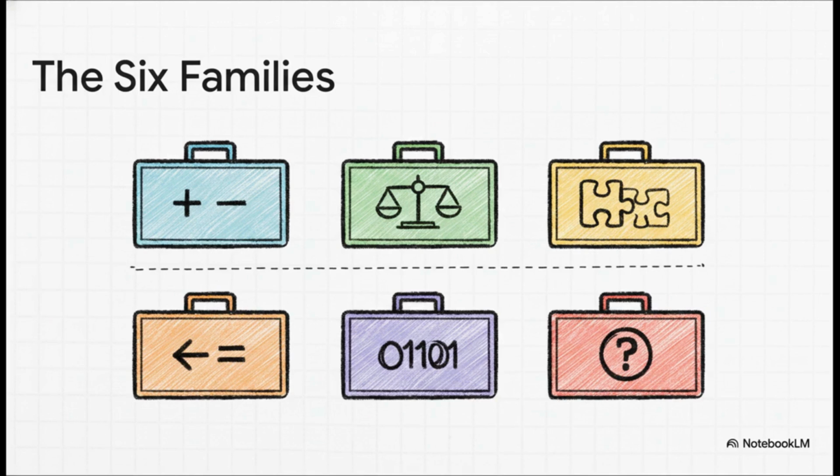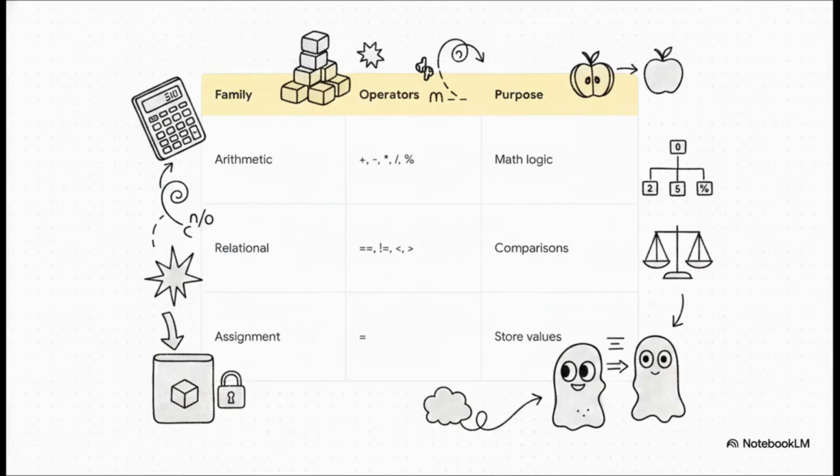Let's take a closer look at what actually lives inside these families. Let's see how this builds out practically. First up are everyday operators. Arithmetic operators are your standard math tools: addition, subtraction, multiplication, division. Oh, and the modulus operator, which is fantastic for finding remainders, like if you need to check if a number is odd or even. Next, we have relational operators.